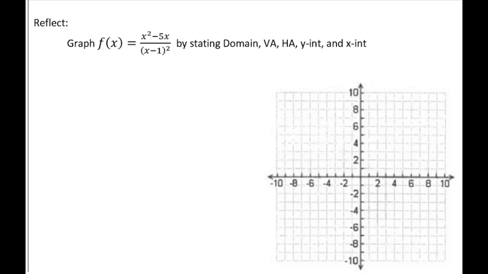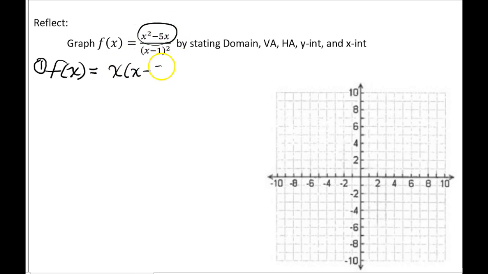Let's graph the function f of x. Our first step is to find our domain. In order to find the domain, we need to factor both the numerator and the denominator of our function. In the numerator, I am going to GCF the x, so I'm going to have x times x minus 5. In the denominator, I already have two factors of x minus 1 and x minus 1.